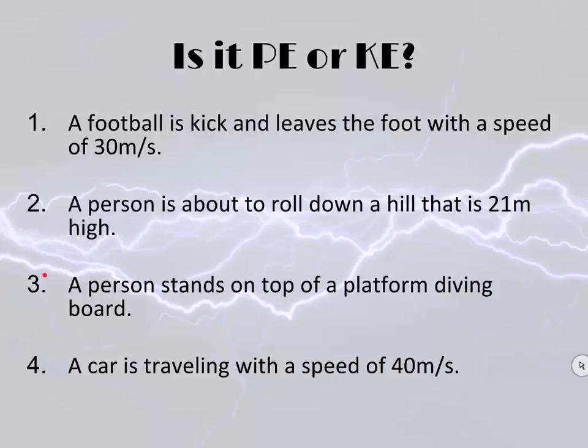And then number 4, a car is traveling with a speed of 40 meters per second. Because we have a speed, that gives us the clue that it's going to be kinetic energy, energy associated with motion. So number 4 is kinetic energy.